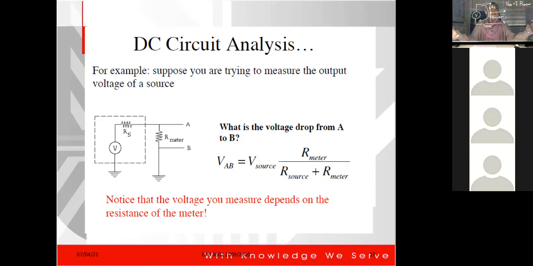VAB is equal to I times R meter. So what is I? I is V over R, the voltage source over total R. Total R is what? RS plus Rm, R meter. So times R meter. So you should get that. Can? Any questions?